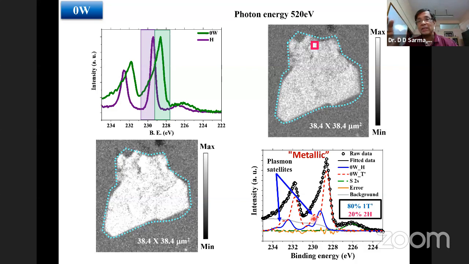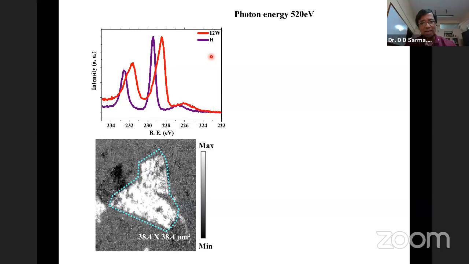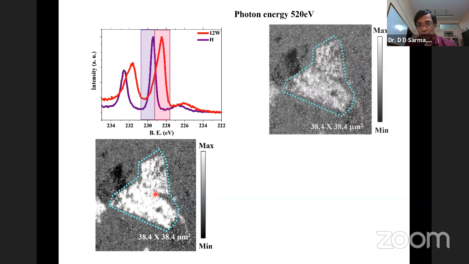And having said that, I want to show you what happens with the 12 wash sample. The 12 wash sample is shown over here, and I can go through it very quickly. Again, there's the molybdenum flake that I'm talking about. I can look at the ratio, I can pick the point, and I can separate out. In the 12 wash, you see now that the bump is not there. The plasmon satellite is weakened.